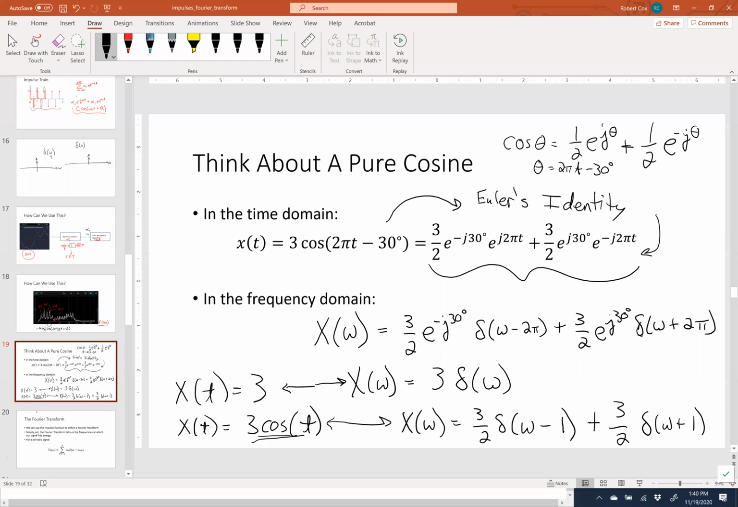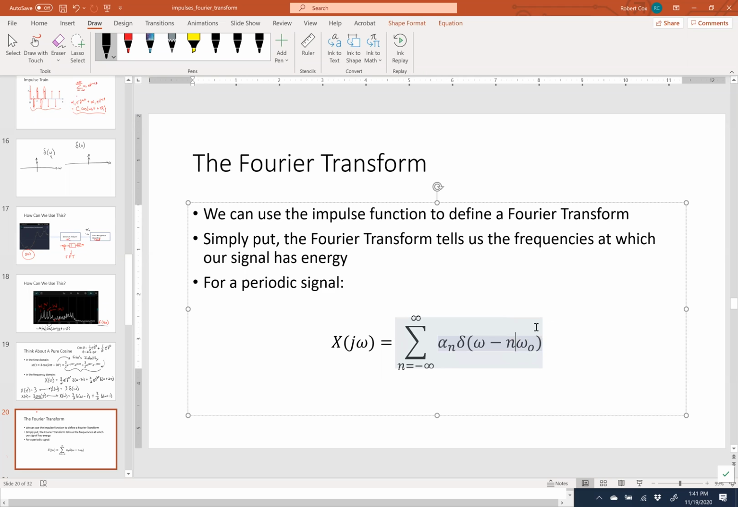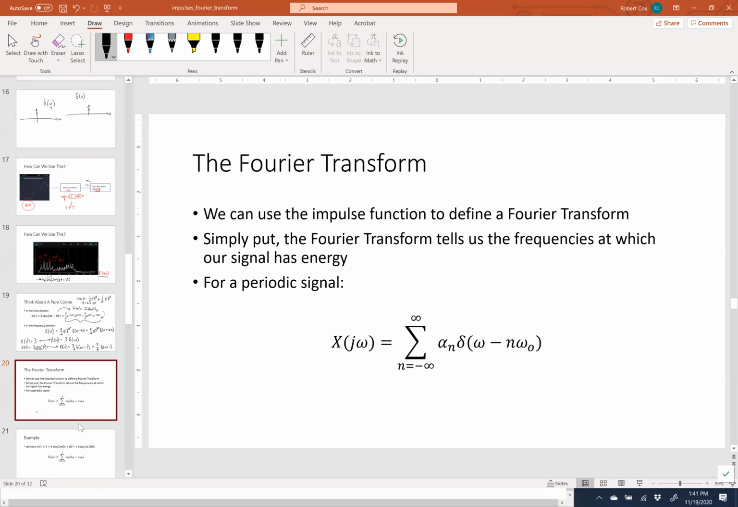So the idea here is that there's going to be something called the Fourier Transform. The Fourier Transform tells us the frequencies at which our signal has energy. And if I have a periodic signal, the frequencies where that happens are the harmonics of the fundamental, so at n omega naught. And the values specifically are the alpha n values. So we've got to unpack what that means a little bit.